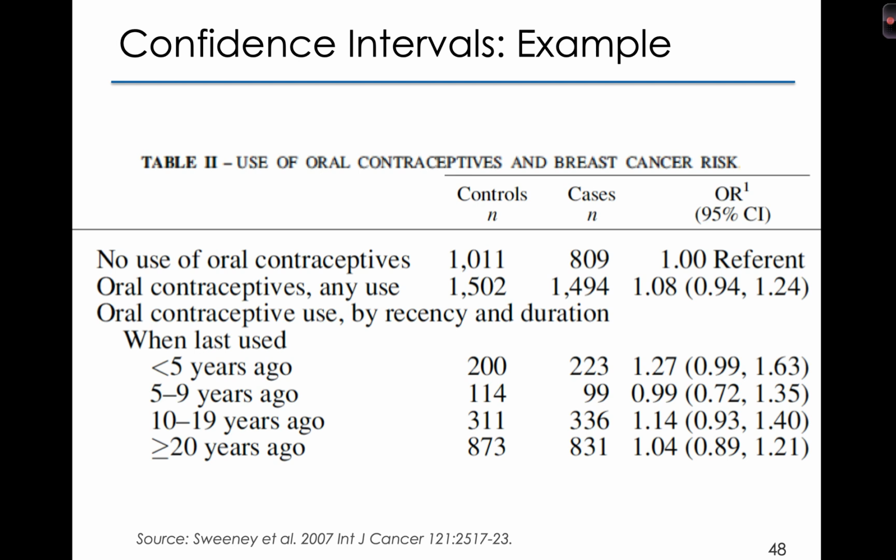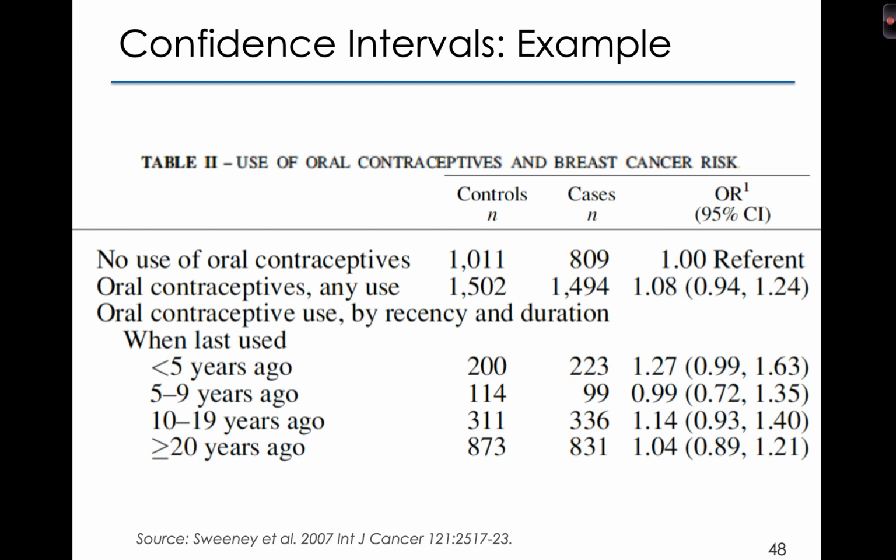Sorry, if we look at only the cases who were exposed to contraceptives within 5 years, and then the controls and how many reported using oral contraceptives within 5 years. The odds of exposure was higher among cases than controls, yielding an odds ratio of 1.27. And the confidence interval on that estimate was 0.99 to 1.63. So that is just slightly not statistically significant.